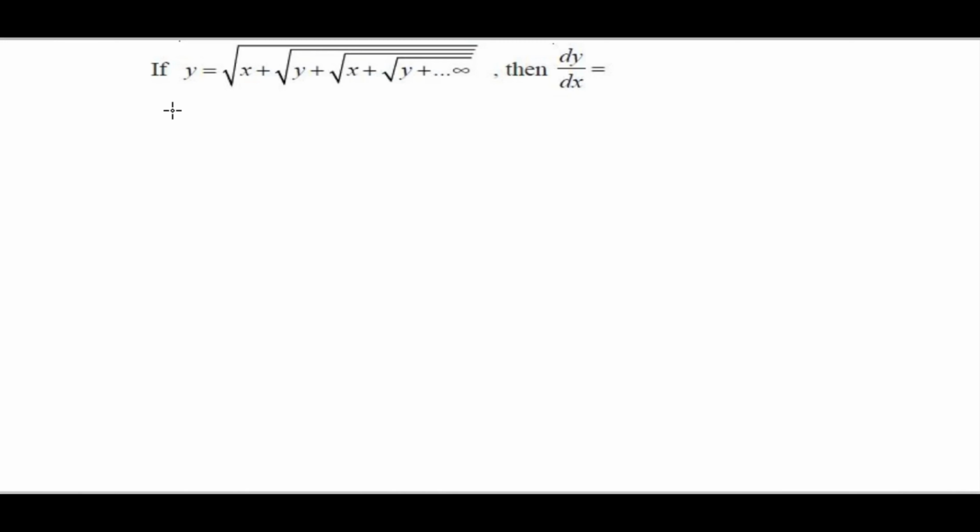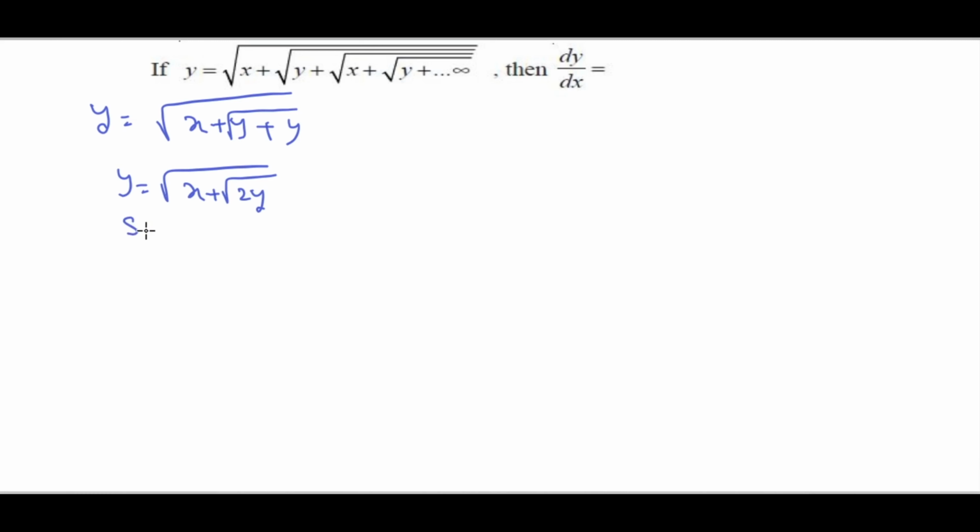If y is equal to under root of x plus under root of y plus under root of x plus under root of y plus up to infinite, then dy by dx is equal to dash. Here it is given y is equal to under root of x plus under root of y plus, this value again is taken as y, so that y is equal to under root of x plus under root of y plus y, that is 2y.